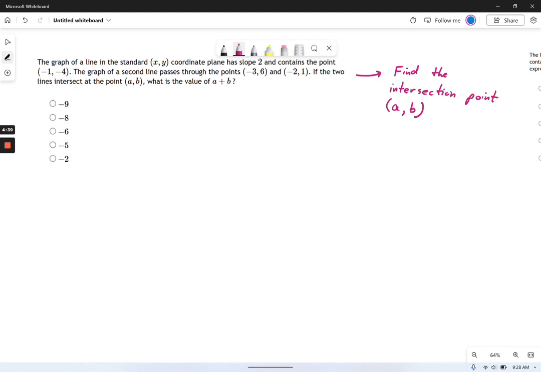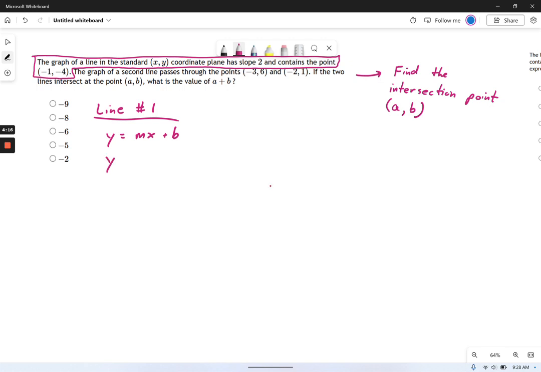So I'm going to do both lines here. We have to, but first I want to focus on this line right here. It has slope 2, and it gives a point for it. Okay, so we're going to call this line number 1, and let's set up the information that we have. First of all, this is my go-to equation, y equals mx plus b, and I'm told that the slope is 2. So I can modify this equation and say y equals 2x plus b.